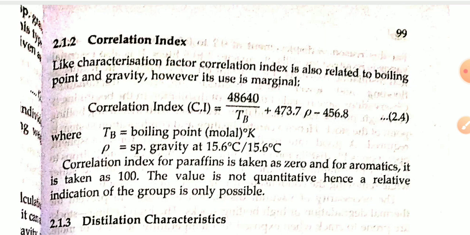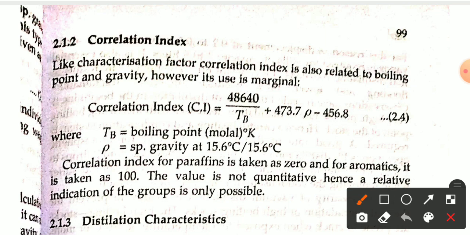The correlation index equation is equal to 48,640 by TB plus 473.7 multiply rho minus 456.8. Where TB is the boiling point in Kelvin, and rho is the specific gravity at 15.6 by 15.6 degrees Celsius. The correlation index for paraffin is taken as 0, and for aromatics is taken as 100. The value is not quantitative, hence it is only a relative indication of the group.